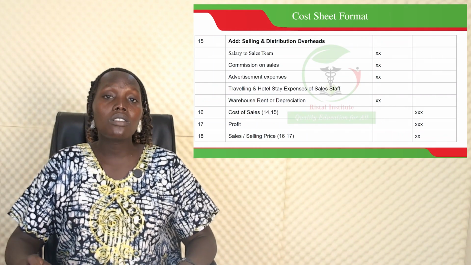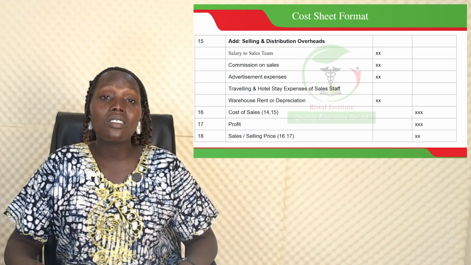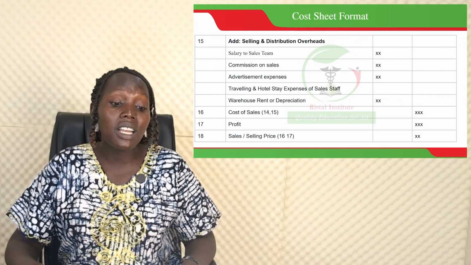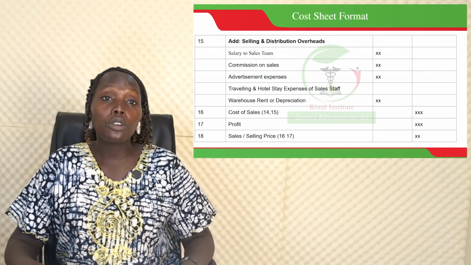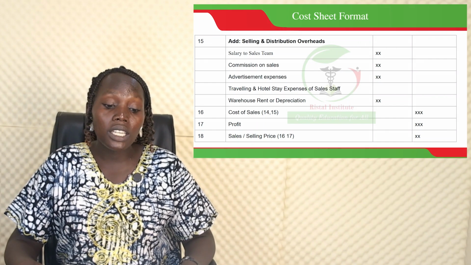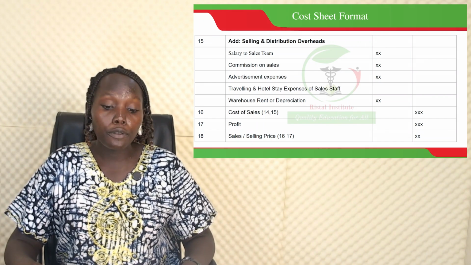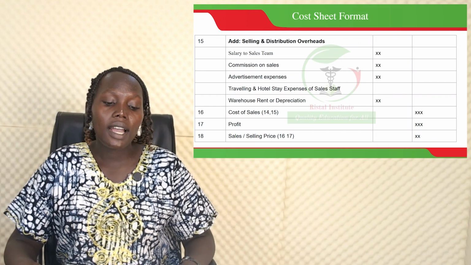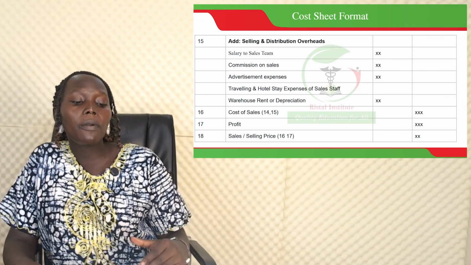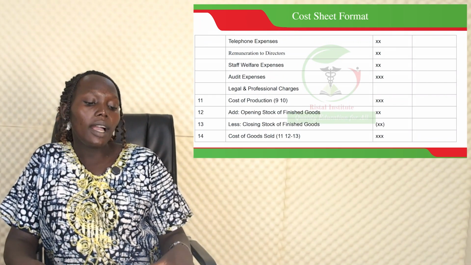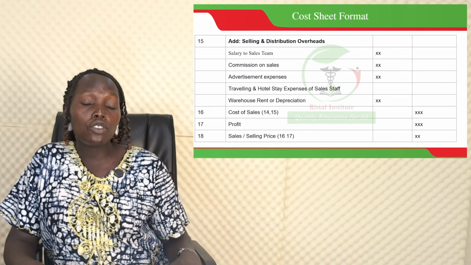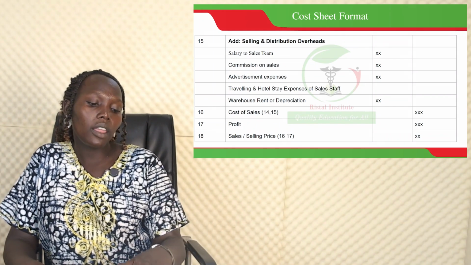Then after coming up with the cost of goods sold, you add the selling and distribution overheads. The examples are salary to sales team, commission on sales, advertisement expenses, traveling and hotel stay expenses of staff, warehouse rent and depreciation. To come up with the cost of sales, you add the cost of goods sold plus the selling and distribution overheads.